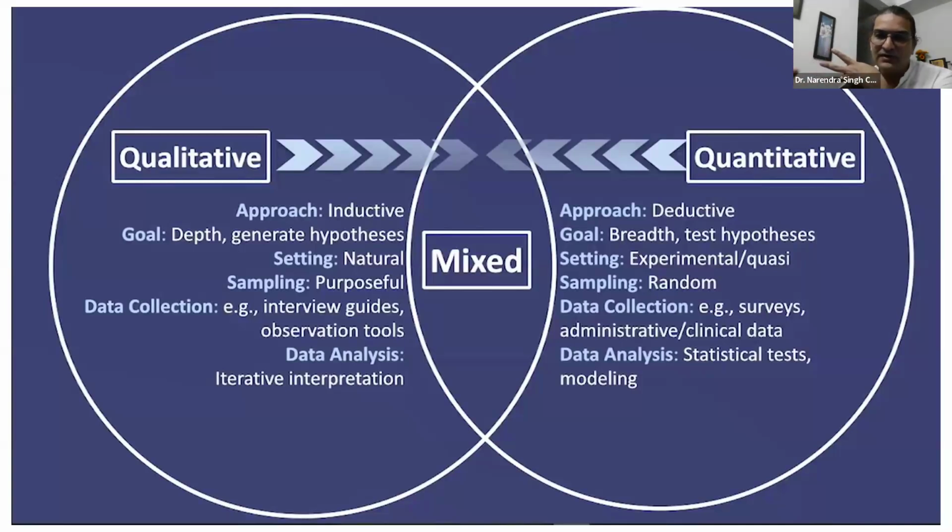And when I talk about the quantitative, it is largely deductive. I have a lot of data, so I keep on refining it, from macro to micro. The goal is breadth, because I have a large sample size. It could be an experimental design, or quasi-experimental. Largely we go for random sampling so that we can remove the bias.